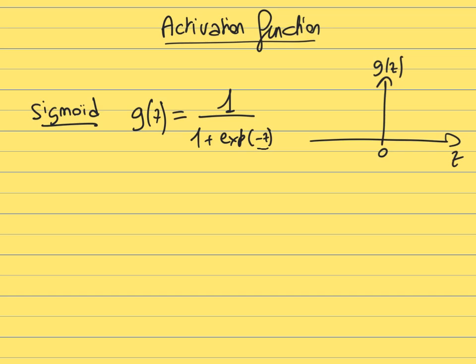Like minus z will become very positive. So exponential of a very positive number will become a very large number. So the exponential will win over 1, and so you will basically take 1 over a very large number. So in this case, the sigmoid will just be equal to 0. So when z is very small, very negative, the sigmoid is basically equal to 0.